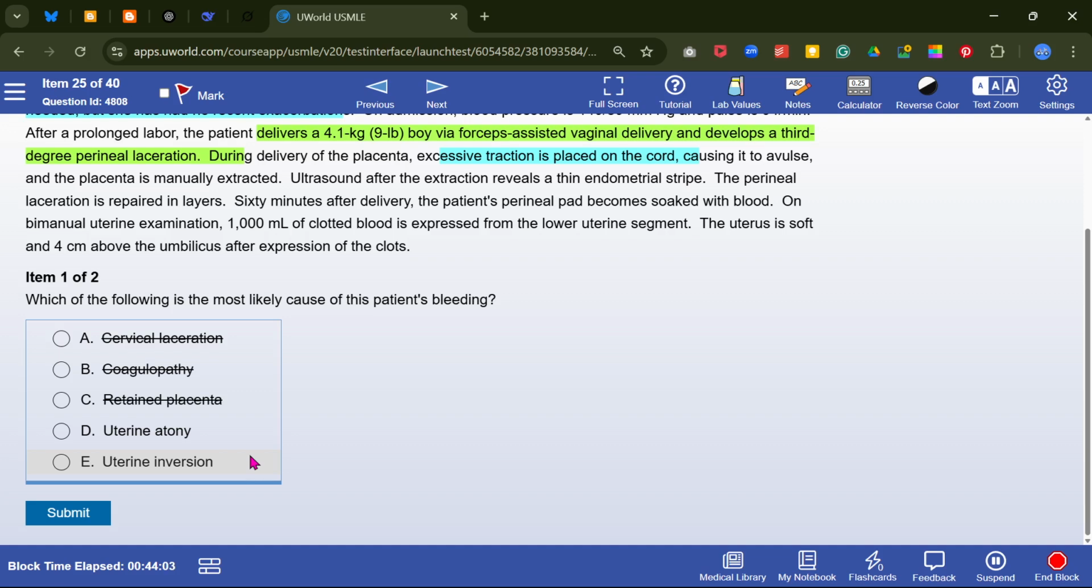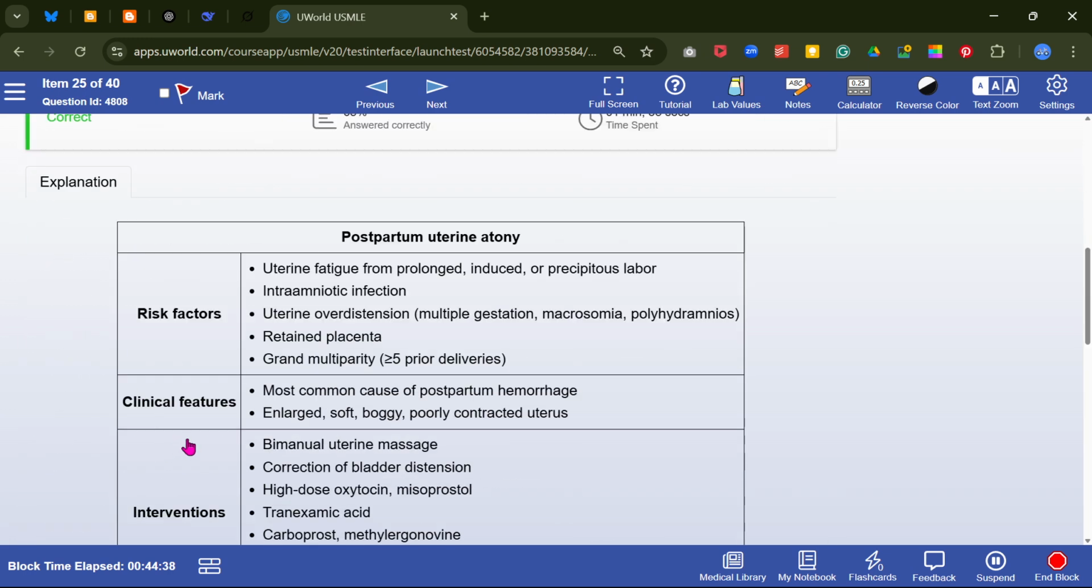It is not laceration, coagulopathy, or retained placenta. Giving excessive traction may rupture or cause uterine inversion. Maybe uterine atony can cause PPH. It is postpartum hemorrhage, isn't it? The number one cause of postpartum hemorrhage is atony.